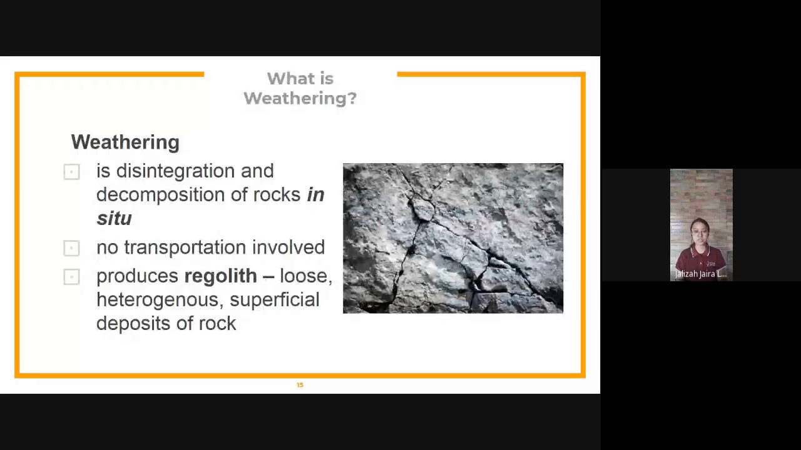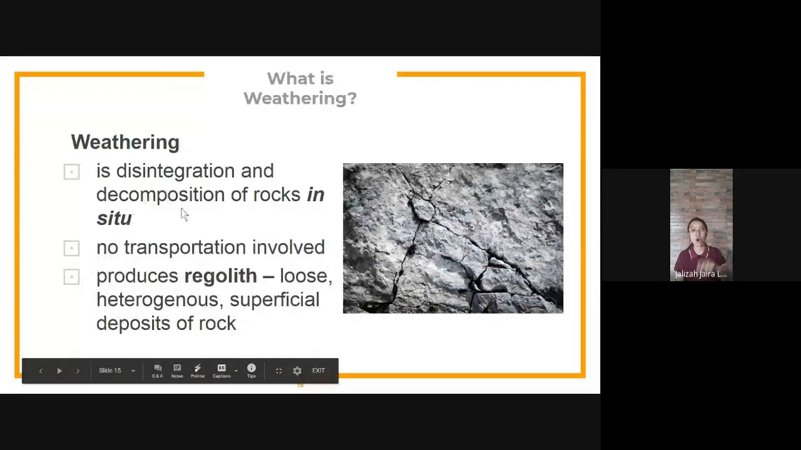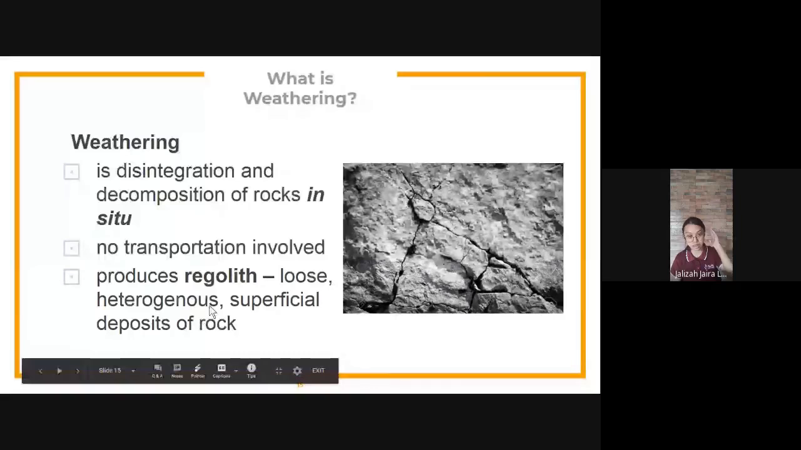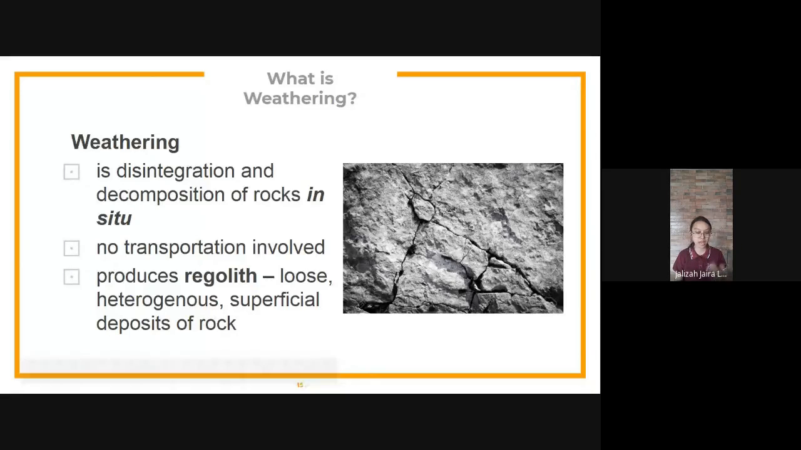So when we talk about weathering, it's about the disintegration and decomposition of rocks on site. When we talk about in situ, it means on site. So there's no transportation involved, and usually there's a formation of a regolith. A regolith is a fancy academic term for loose, heterogeneous rocks. So they're loose, broken down rocks. They're still in that place and have not been transported yet.